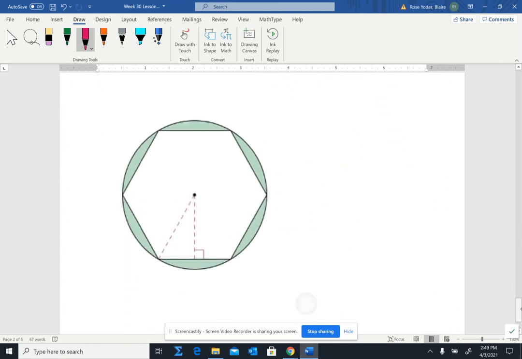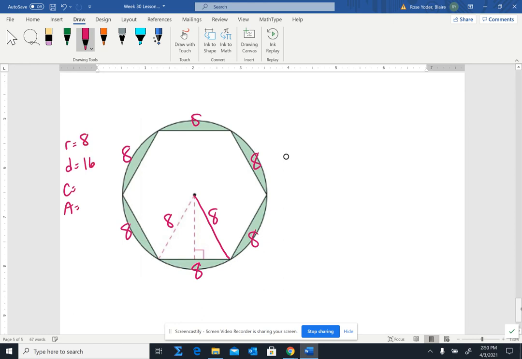So polygon side length 8. So what does that have to do with the circle at all? Well, remember it gets split up into equilateral triangles. So 8, 8, 8. It actually means that the radius of the circle is 8 also. So let's do a quick RDCA. Radius is 8, the diameter would be 16, so the circumference would be 16 pi, and then the area would be 8 squared pi. 8 times 8 is 64 pi.